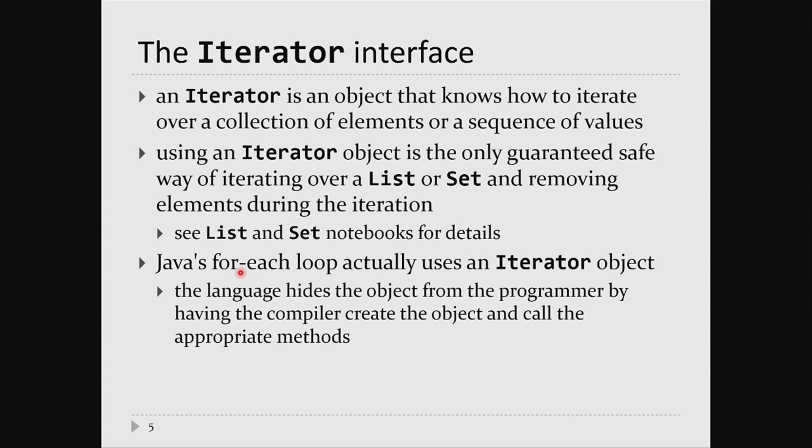You do, however, use the iterators indirectly very often. So whenever you write a for each loop, Java is actually using an iterator object under the hood. So the language hides everything about the fact that you're using an iterator. The compiler synthesizes the iterator and calls all of the appropriate iterator methods for you. So that's what Java is actually doing when you write a for each loop. There's some iterator object that's created. The iterator object loops over the collection.